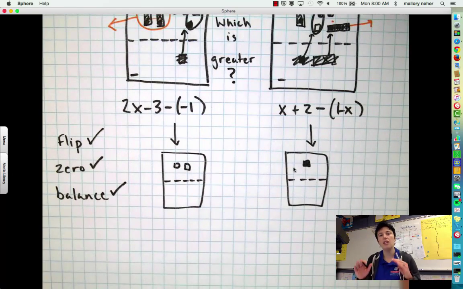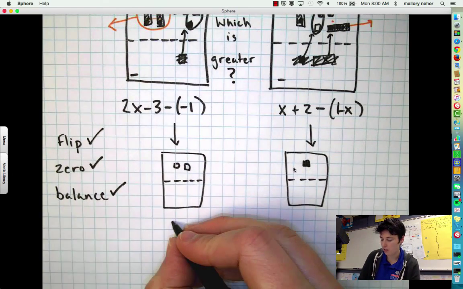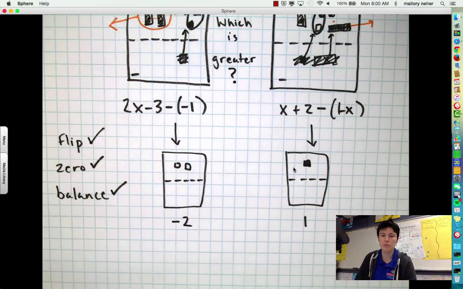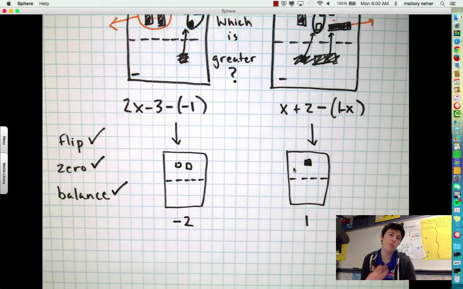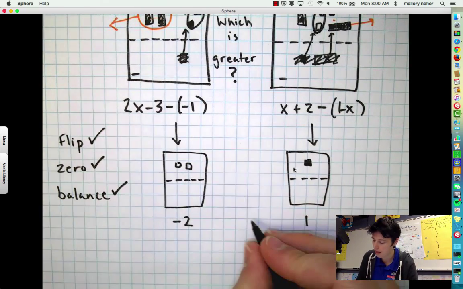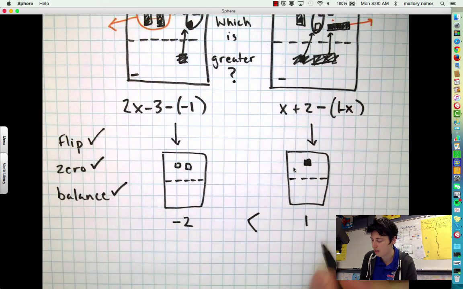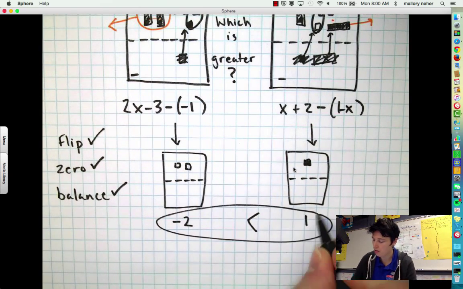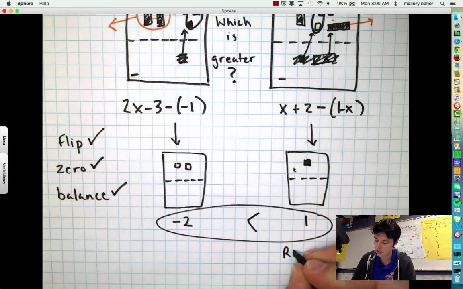So once you get it all the way down to here, I see my answer is a negative 2 and a positive 1. Which is greater, negative 2 or positive 1? Well, definitely the positive 1 is the greater side. So there's my answer. Again, the right is greater.